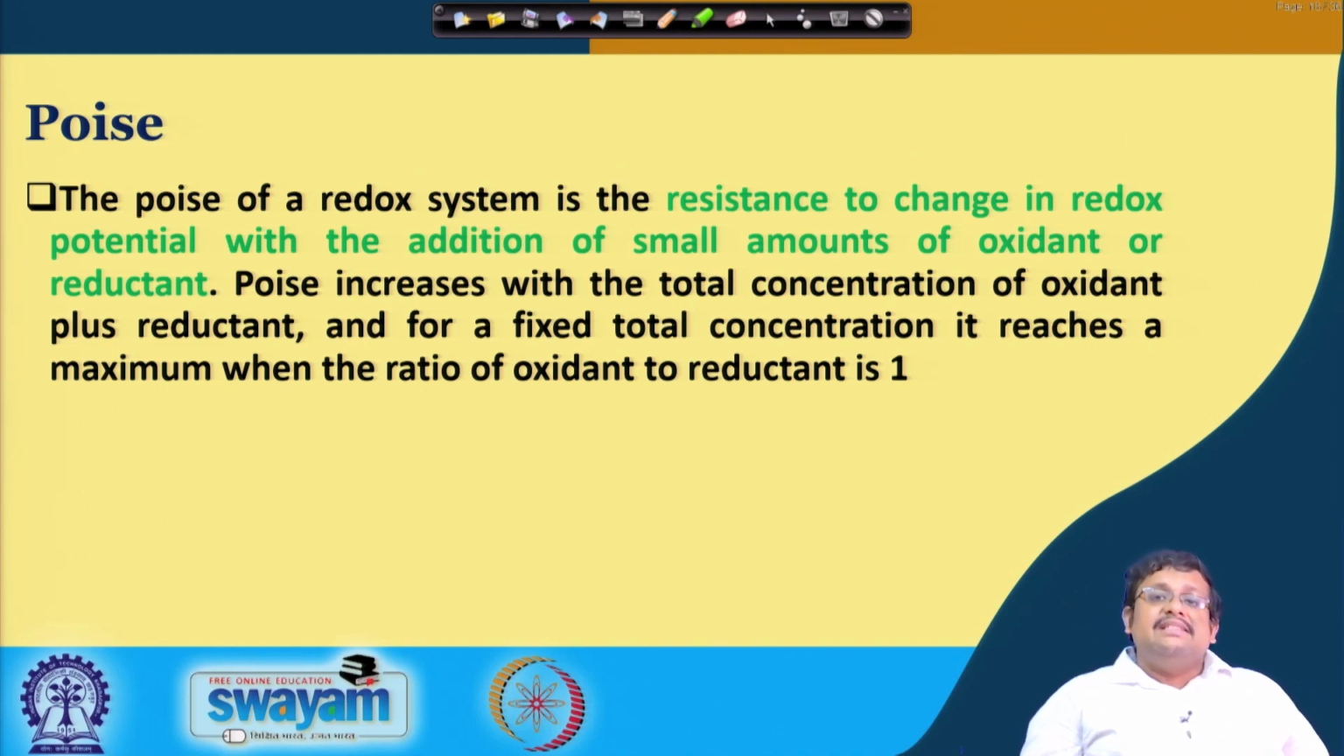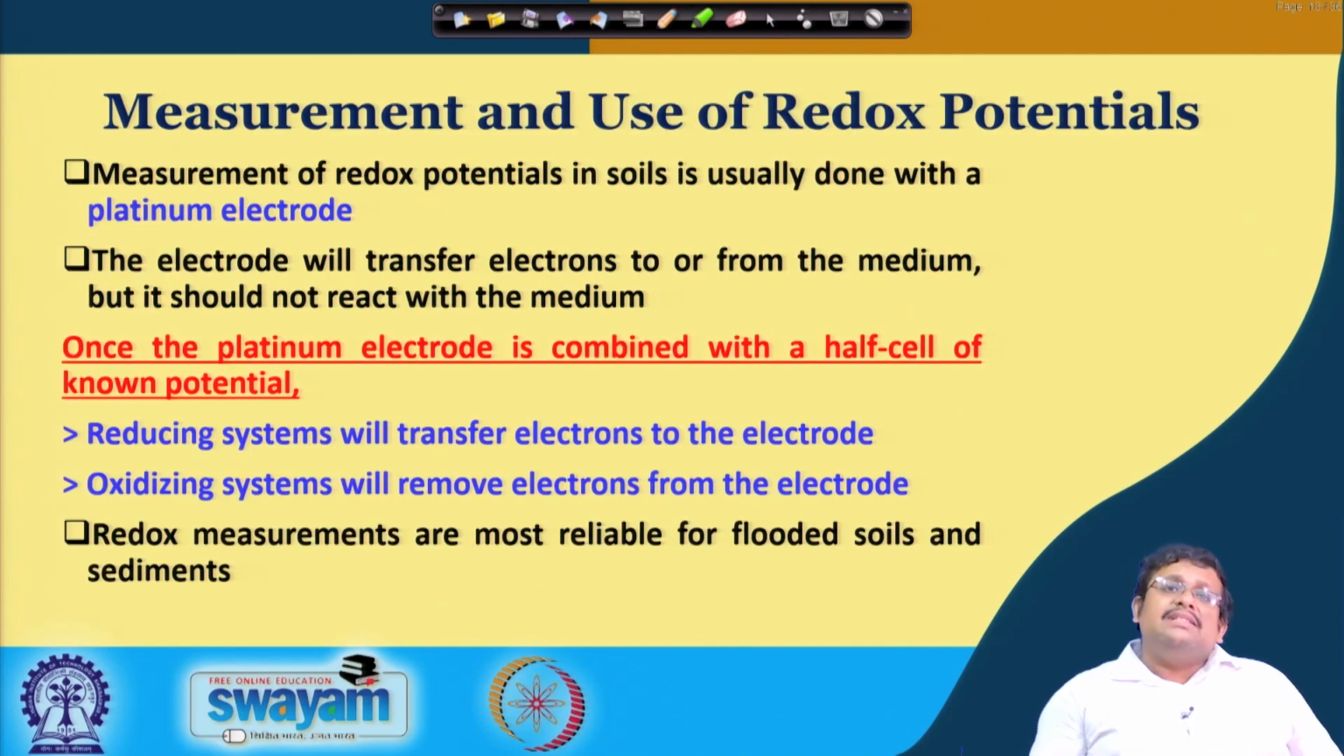It is basically a resistance or buffer which acts to resist the change in redox potential when we are adding a small amount of oxidant or reductant, and its value becomes maximum when the ratio of oxidant to reductant is 1. Now, what is the measurement and use of redox potential?